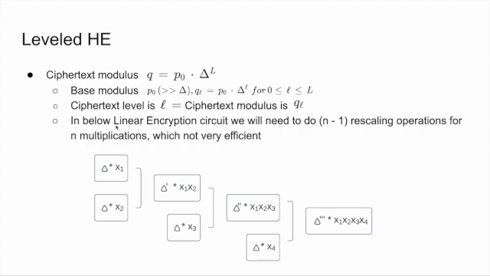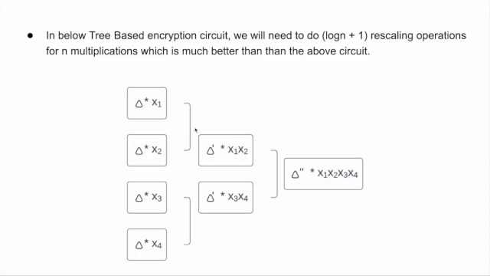This was a kind of linear encryption circuit, where we were multiplying x1 by x2, then x3, and then x4. Instead of that, we can first multiply x1 and x2, and simultaneously multiply x3 with x4. By doing this we would just have to rescale x1 x2 to delta dash, and x3 x4 from delta square to delta dash, and then delta double dash. So here we are rescaling by just two levels.